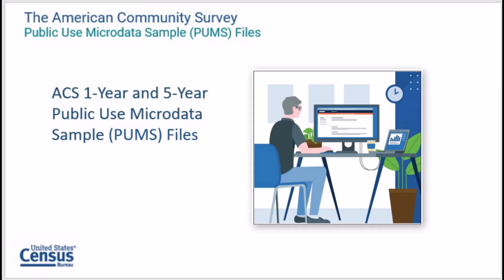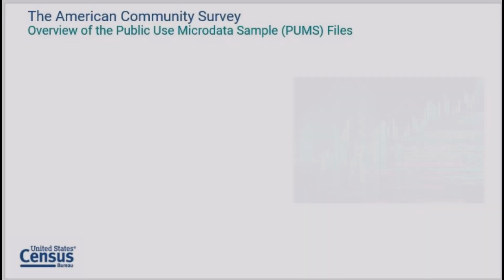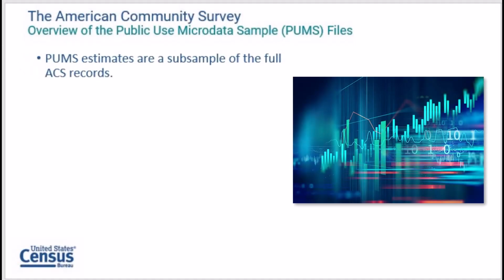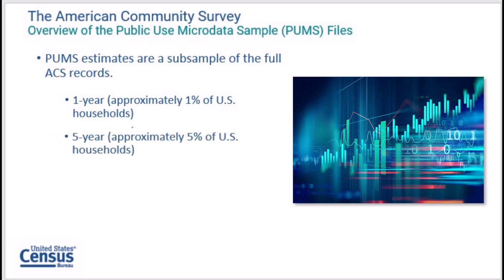ACS public use microdata sample, or PUMS files, and how are they used by data users? The PUMS files are a publicly available subsample of ACS records from individuals or households. The one-year PUMS estimates are a subsample of ACS data collected over a calendar year and constitute about 1% of all U.S. households in total, whereas the 5-year PUMS combines data collected over 60 months and constitutes about 5% of all U.S. households.